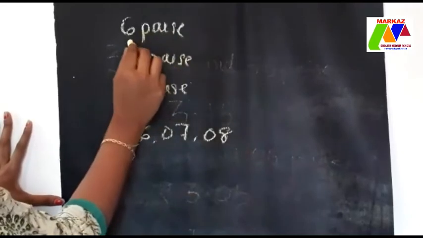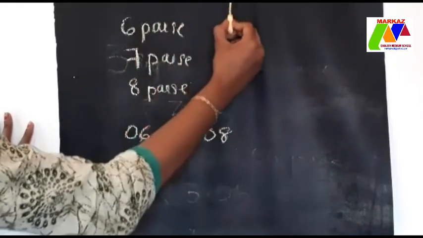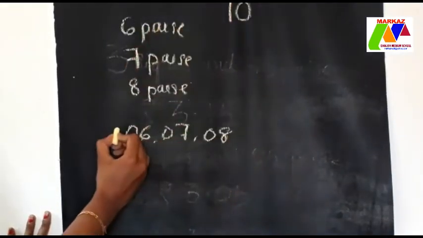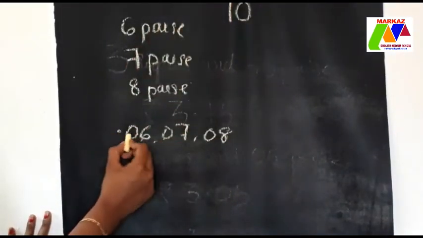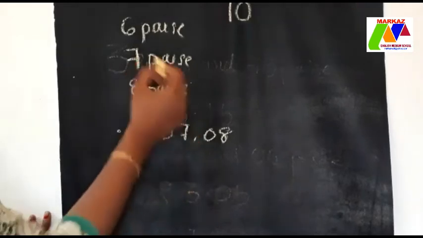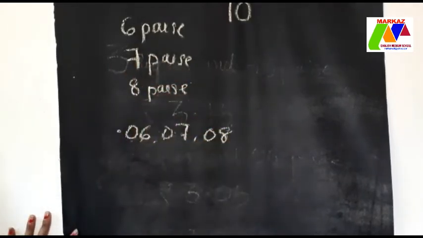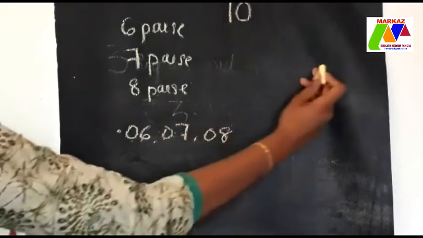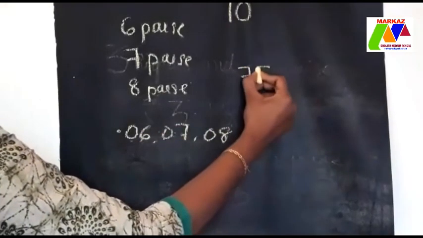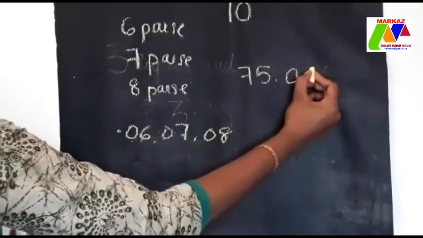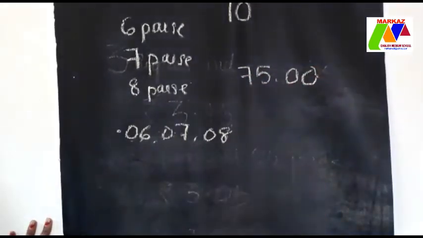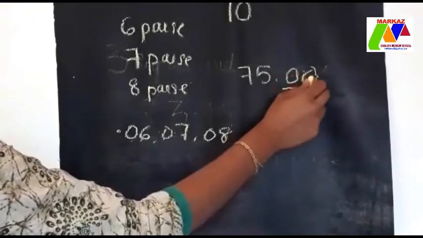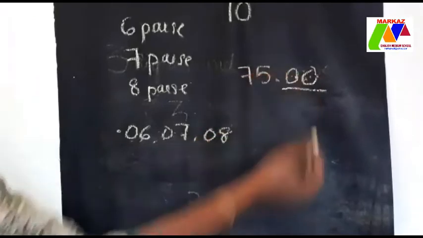Students, if the paise is less than 10, we have to add a 0 after the decimal point. So 06, 07 and 08. Understood? The paise always have 2 digits. If there is no paise, we have to write 2 zeros after the decimal point.